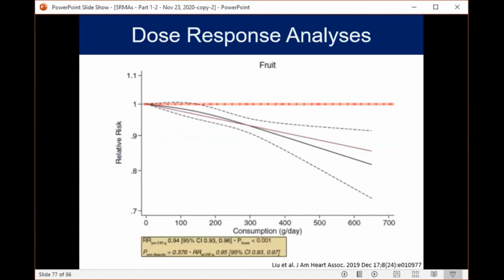Another important part of analyses includes dose-response analyses when possible. And these include both linear and non-linear dose-response analyses. The example here demonstrates a significant linear dose-response effect, seen by the solid red line, of the consumption of fruit on incident hypertension in cohort studies. There was no significant nonlinear effect, as depicted by the black line and dotted lines, which represent the 95% confidence interval.